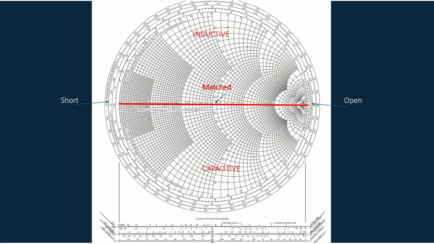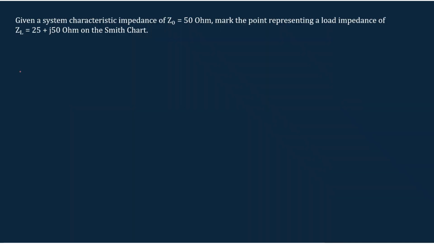So far we have studied where the short comes, where the open comes, where the matched comes, and where the inductive part and the capacitive part come. Next, let's see, if we are given any load impedance points, how we can plot them on the Smith chart. So here is a question. Given a system characteristic impedance of Z0 equal to 50 ohm, mark the point representing the load impedance ZL.